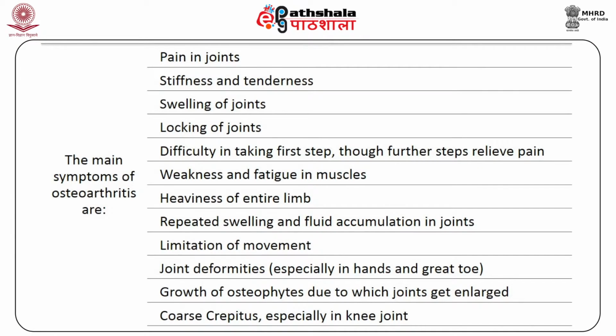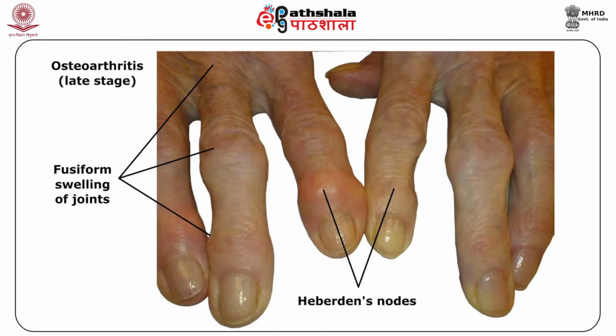The main symptoms of osteoarthritis are pain in joints, stiffness and tenderness, swelling of joints, locking of joints, difficulty in taking the first step though further steps relieve pain, weakness and fatigue, heaviness of the entire limb, repeated swelling and fluid accumulation in joints, limitation of movement, joint deformities especially in hands and great toe, and growth of osteophytes due to which joints are enlarged, and coarse crepitus especially in the knee joint. The figure shows the joint deformities in OA.